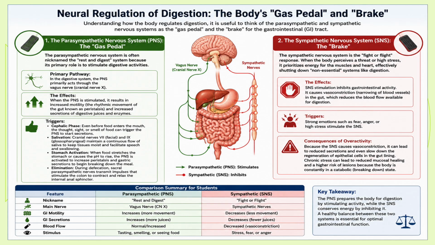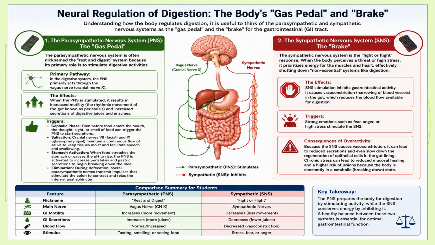Or you see something like the Food Network, you're watching somebody cook something really good on TV and you're like, "Oh, that makes me hungry," right? So that's your cephalic phase. Just that can stimulate it, right? And cranial nerves 7, the facial one, and 9, the glossopharyngeal, they maintain saliva production for speech and swallowing.